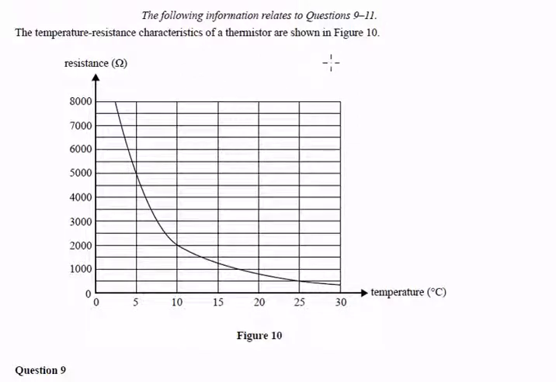Right, this graph relates all the way from 9 to 11, so I'm just going to answer these one at a time.